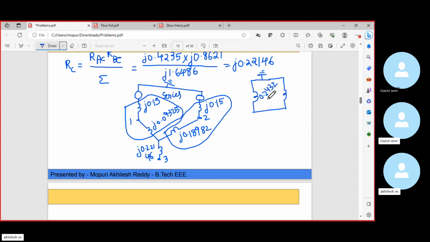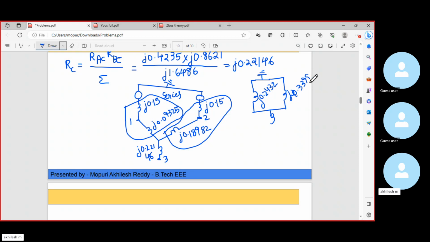Let us take four significant digits. Okay. Here, this side is 0.3398.